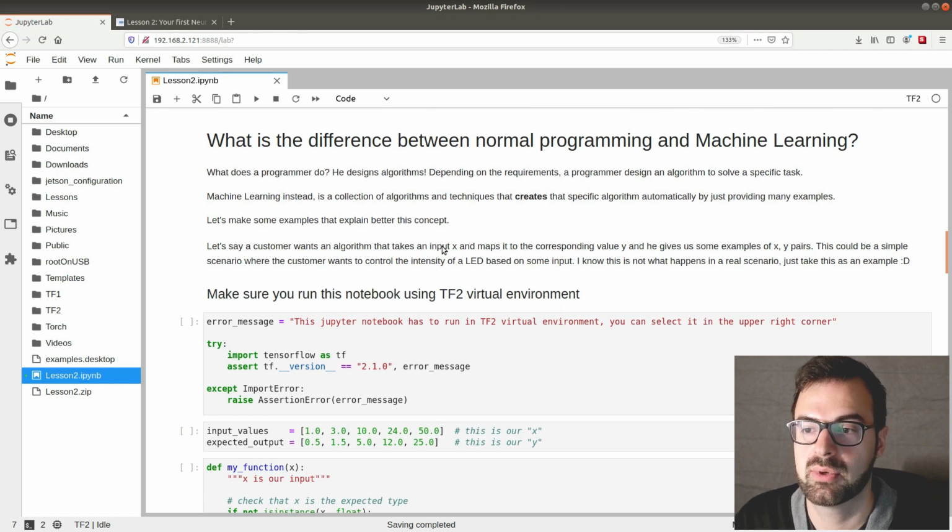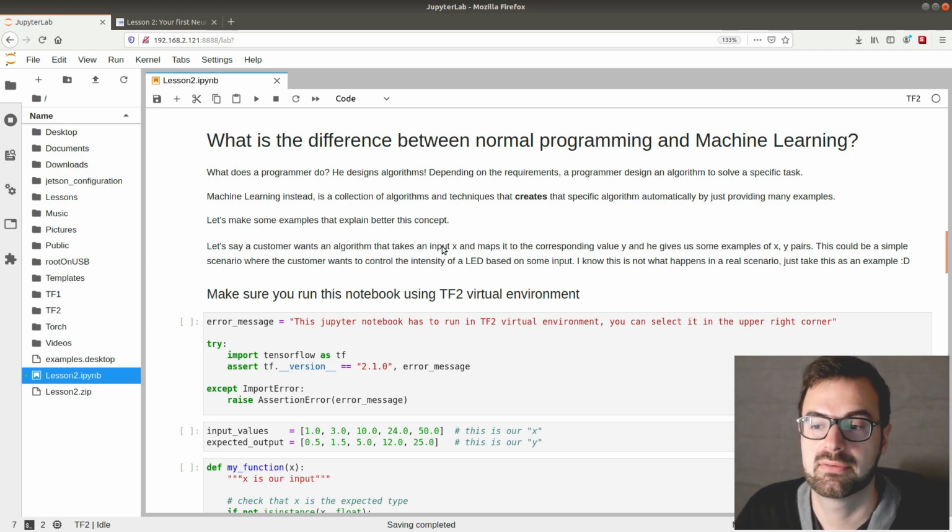So now let's go into what is the difference between normal programming and machine learning. What does a programmer actually do? He designs algorithms. Depending on the requirements, a programmer designs an algorithm to solve a specific task. Machine learning instead is a collection of algorithms and techniques that creates the specific algorithm automatically by just providing many examples. So it's not the person who sits down and designs the algorithm, it's the machine that figures out the algorithm. How does it do it? By providing lots of examples.